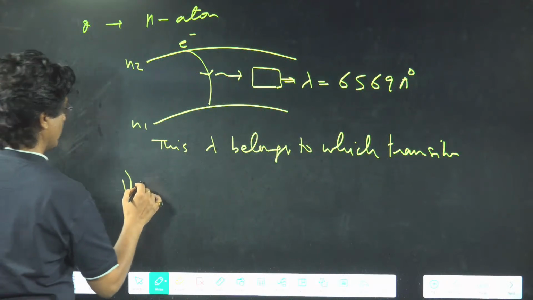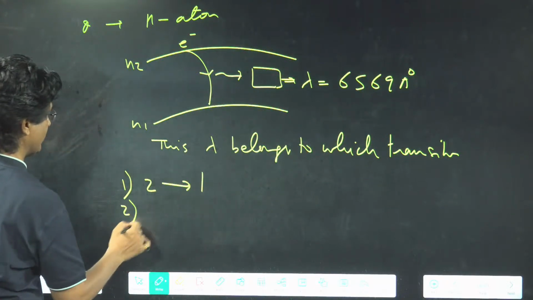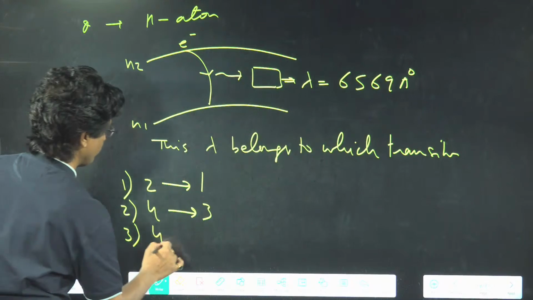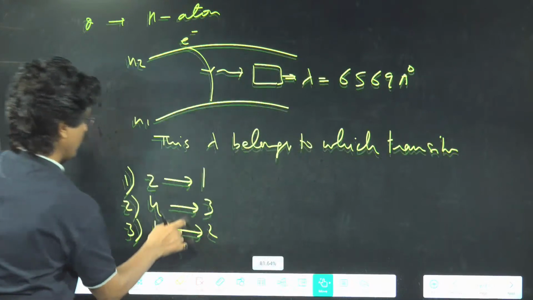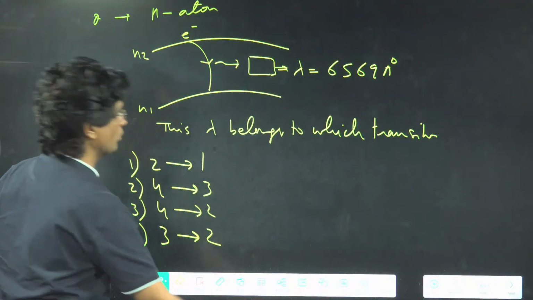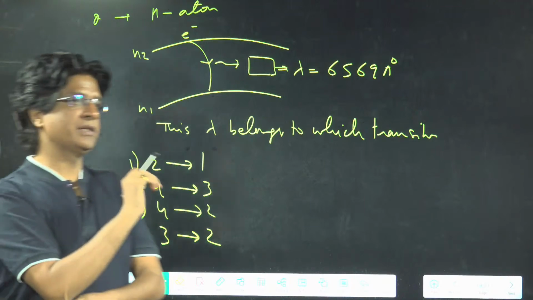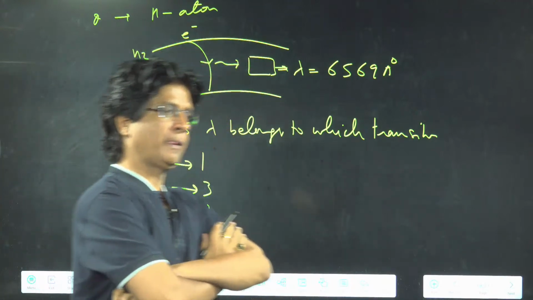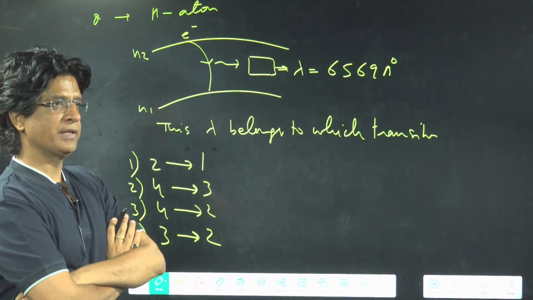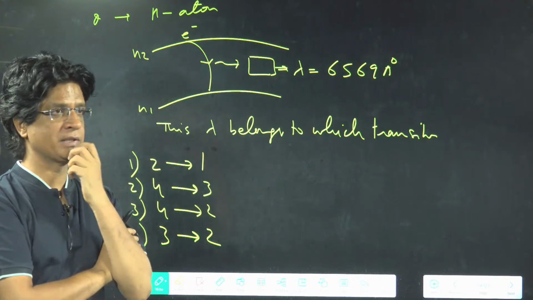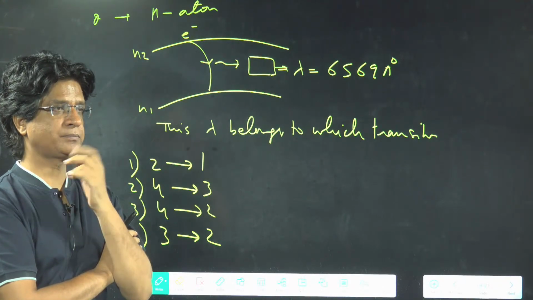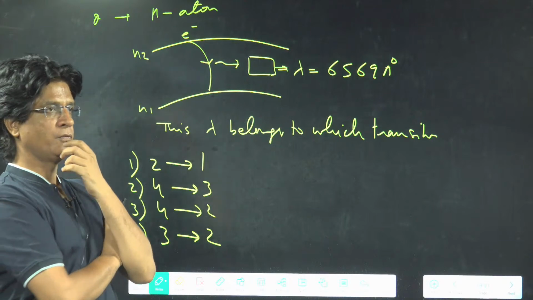First option is 2 to 1. Second is 4 to 3. Third option is from 4 to 2, and fourth option is 3 to 2. Come on, which transition does this process belong to? Gautam is saying something. He is at least using common sense. Very, very important.